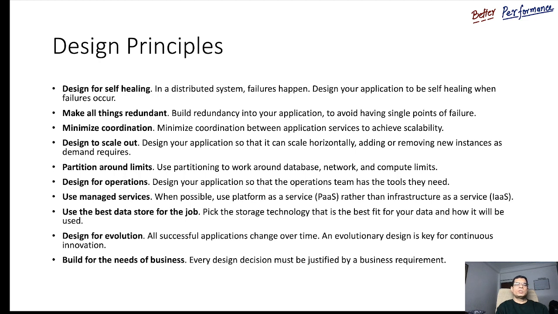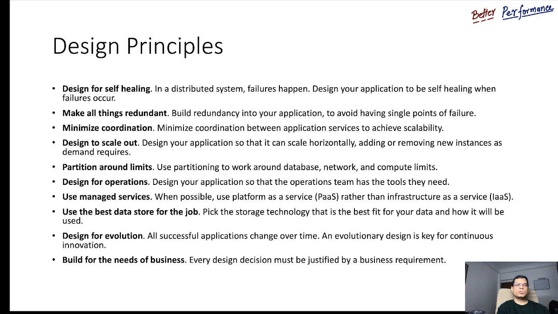Then use the best data store. Whatever data storage you are picking, it should be properly configured and it should fit your data. Also, it should not be over or under utilized. If it is overutilized, it is going to be a problem. If it is underutilized, it is also going to have a problem. If it is optimum, then that is the best design.